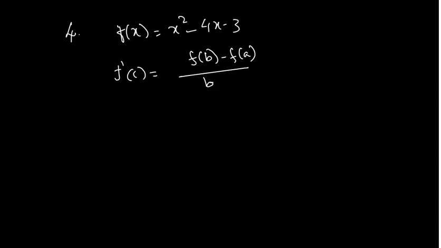So you got 16 cancel, minus 3. And here you will have minus 7 plus 1, which is minus 6. So divided by 3. So you will have 3 divided by 3.